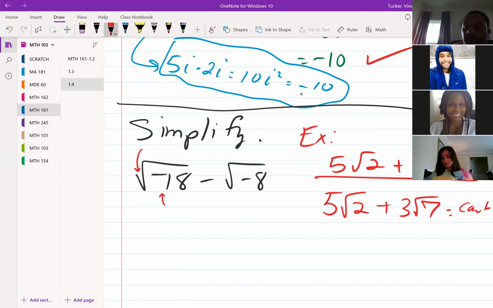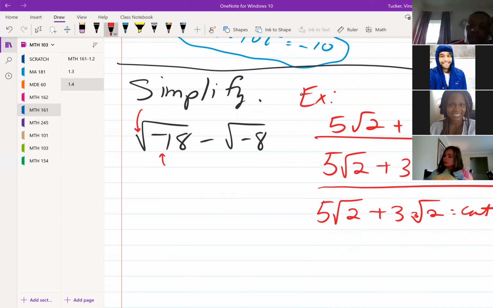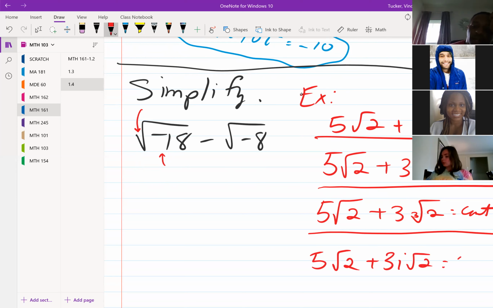So you can't simplify that because what's under the radicand isn't the same. If I had 5 square root of 2 and 3 cube root of 2, I can't add that because the indexes of the radicals are different. So if the indexes of the radical are different, or what's under the radicand is different, I would not be able to add them. Or if I had 5 square root of 2 plus 3i square root of 2, I can't combine those because one is real and one is imaginary.